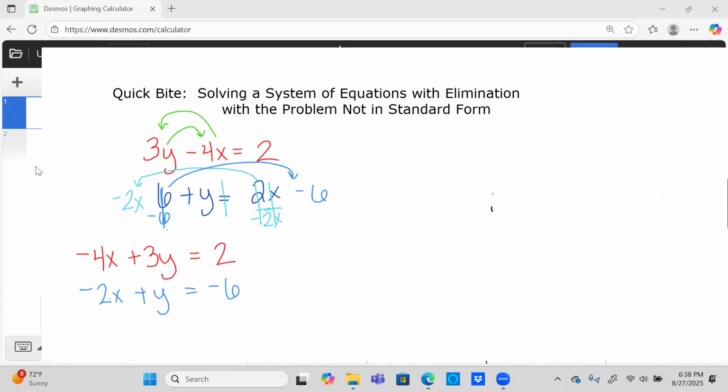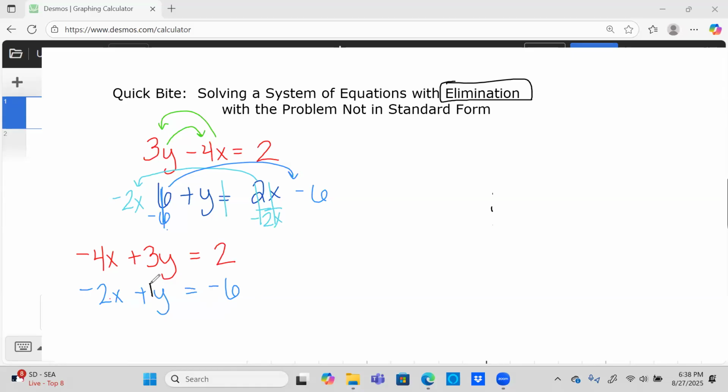Second goal with elimination, once you have it lined up like this, perfectly lined up in columns with your x's, your y's, your equals, and then your constant, is to try to eliminate something. So that's why this is called elimination. And you're either going to pick the x's or the y's. It does not matter. I'm going to pick the y's.